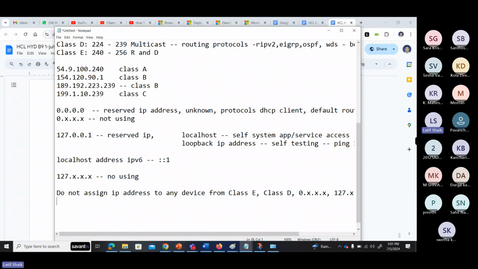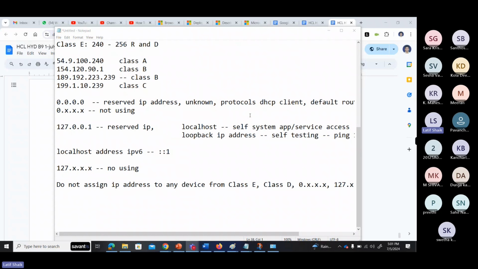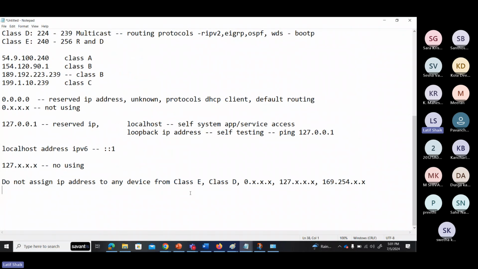We do not assign IP address to any devices from class E or class D, entire 0 series 0.0.0.0, as well as 127 series, and APIPA also we don't use it, this 169.254. So what we use? We assign IP addresses from class A, class B, and class C. Other than these series, remaining all we use it. Again, some conditions are there, they'll come in.